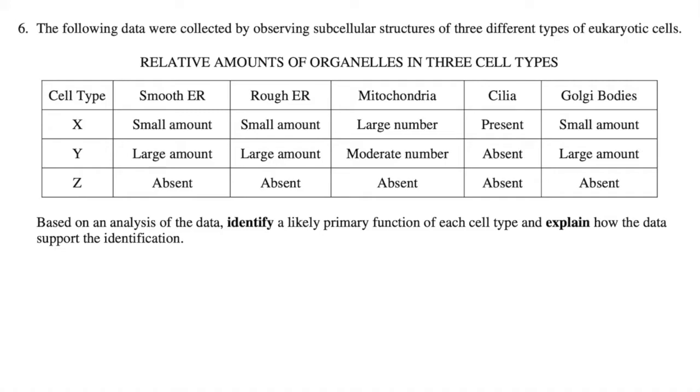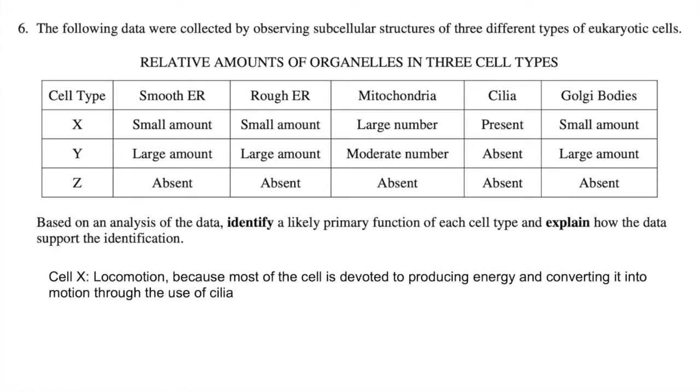So we can assume that this cell, most likely, its purpose is to convert chemical energy from the food that it takes in to mechanical energy with the cilia, most likely for locomotion, or like the cells in the trachea that have beating cilia as well.